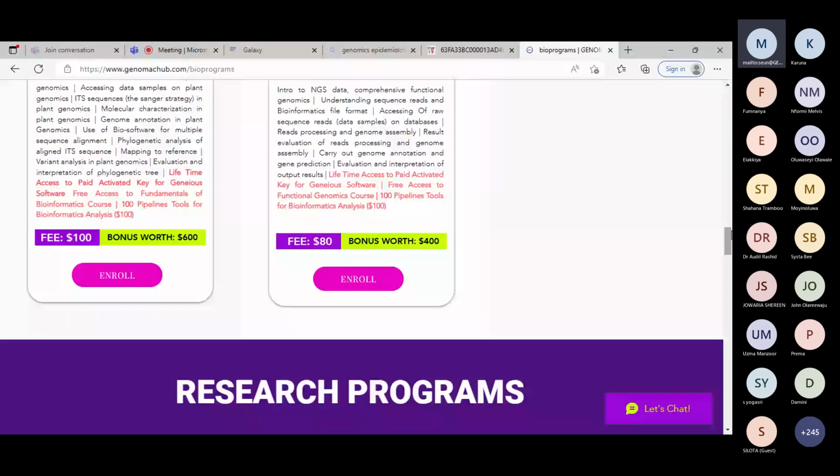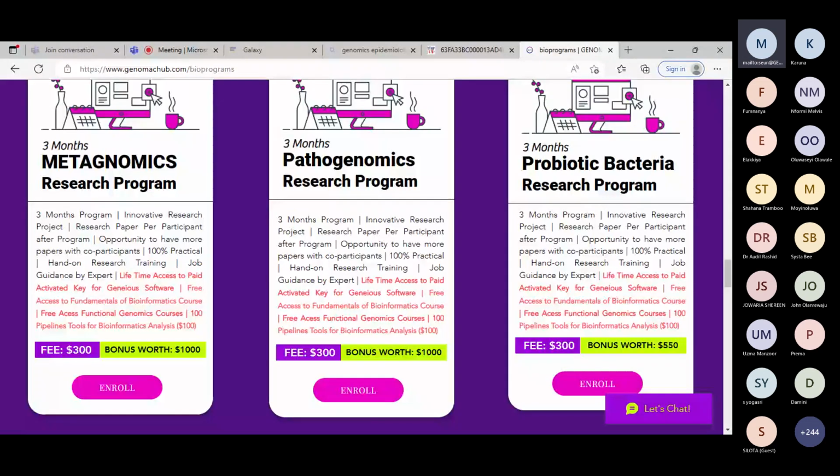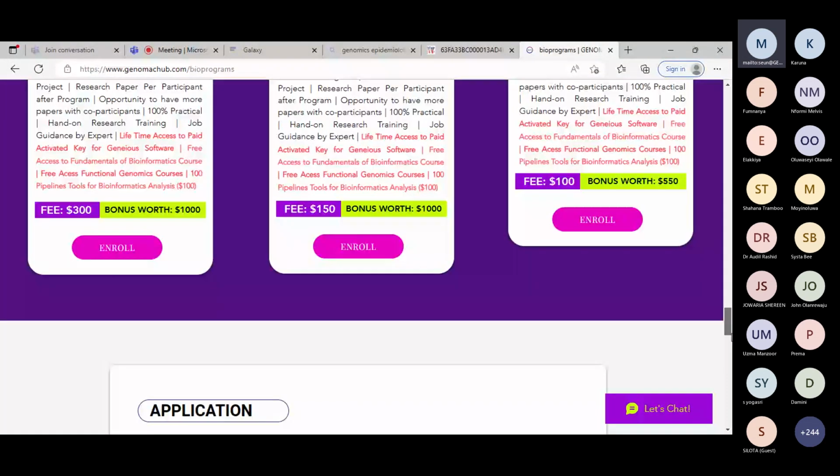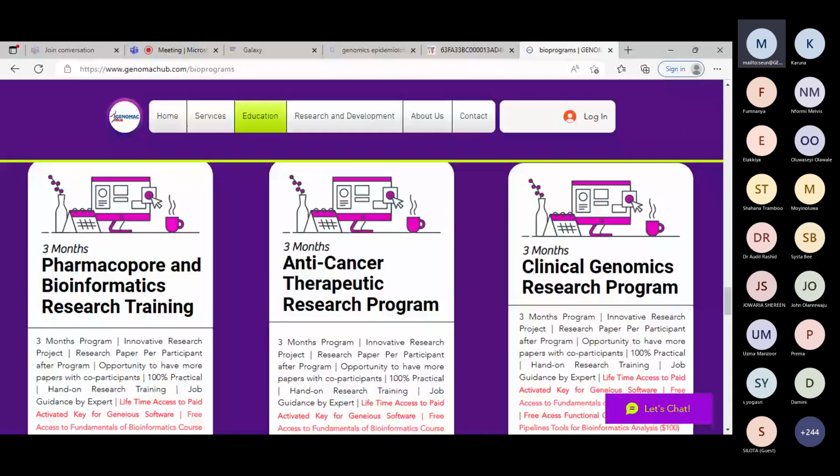And for the research program, we have a three-month research program. For this three-month research program, we have pharmacophore and bioinformatics research training, okay?